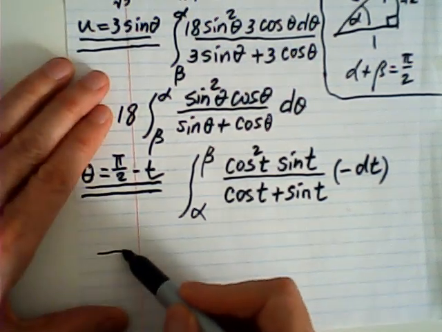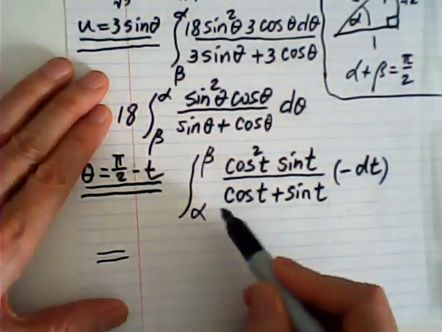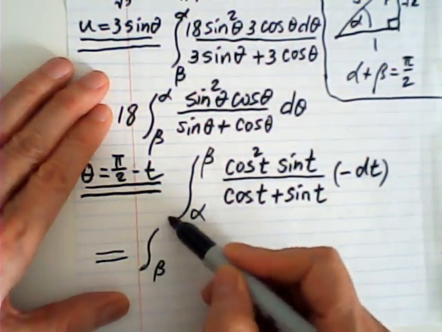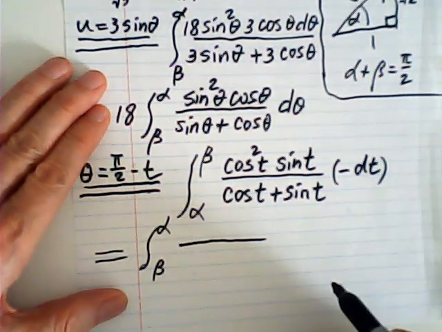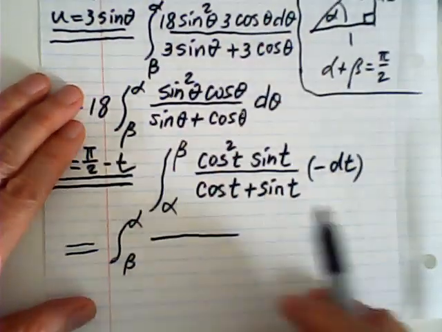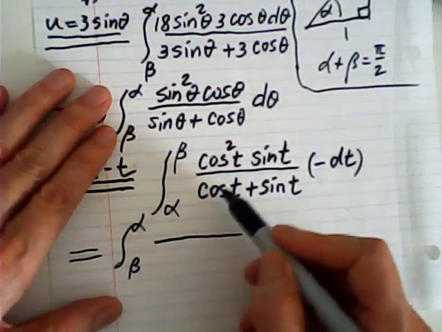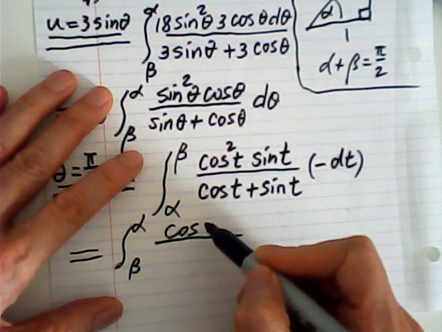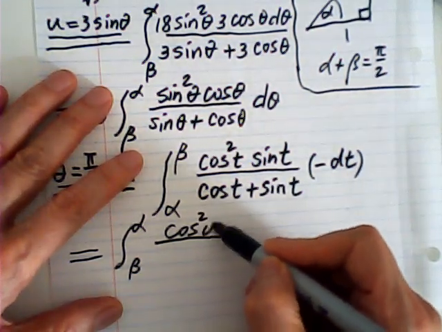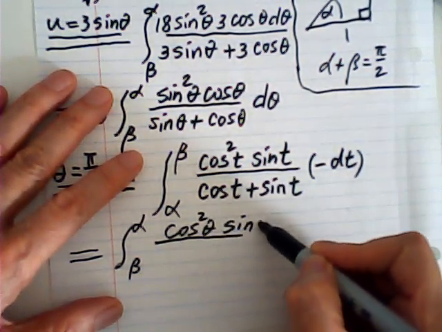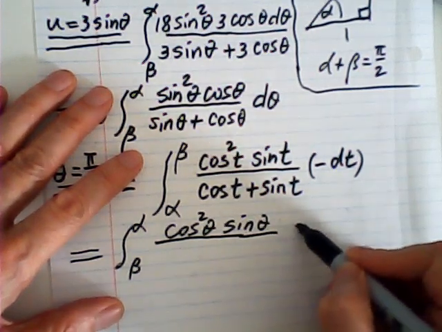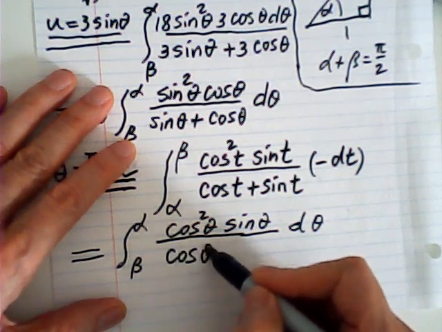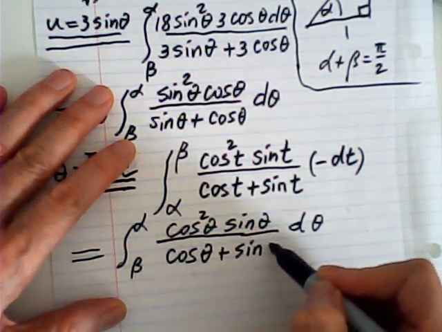Okay, then I switch these two limits by changing the sign, right? So this becomes beta to alpha. And here, t is just a dummy variable. I can write x, so the cosine. I can write cosine squared theta, sine theta, d theta, right? The negative is gone. This is cosine theta plus sine theta.